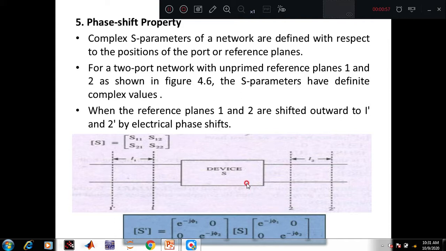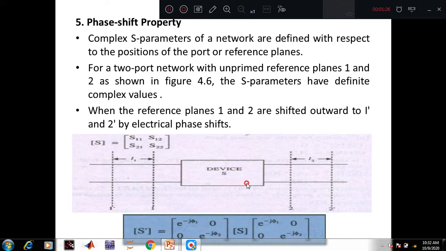So whenever the device is characterized by the reference planes, we'll get some elements in the S matrix. If I want to measure S parameters, they are always defined with respect to the position of the port or reference plane.